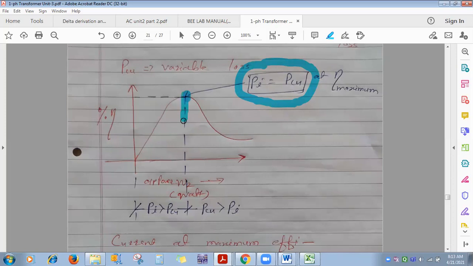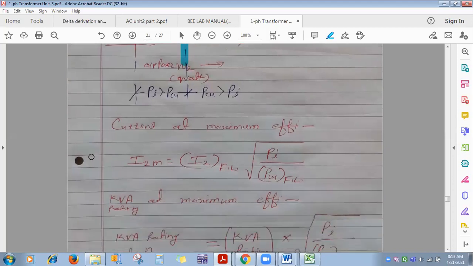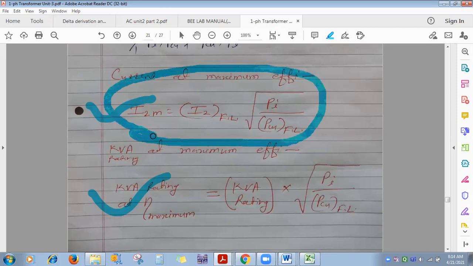Now at this maximum efficiency point, sometimes you get asked to calculate the current. Sometimes you get asked to calculate the kVA rating at this maximum efficiency point. Again, for current at maximum efficiency and kVA rating at maximum efficiency, the derivation is not in your syllabus, only the formula. Those who are interested can refer to B.L. Theraja. Keep the formula in your mind: at the maximum efficiency point, whatever current is flowing is marked as I2M, the secondary current at maximum efficiency, the load current. M stands for maximum efficiency.